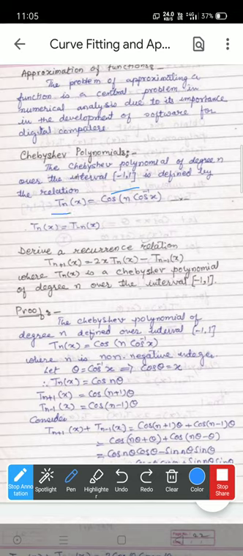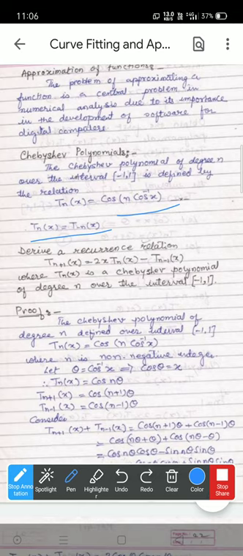Tn of x. T suffix n of x is equal to cos of n cos inverse of x. This is defined as the Chebyshev polynomial. The Chebyshev polynomial of degree n is Tn of x equal to cos of n cos inverse of x, and Tn of x is the same as T minus n of x.